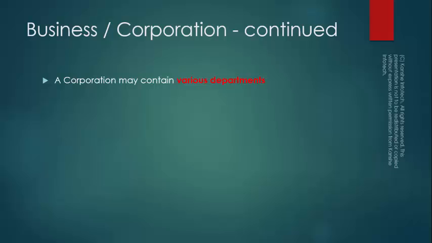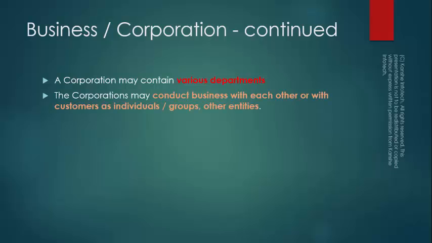A corporation can contain various departments. Corporations may conduct businesses with each other or maybe customers as individuals or groups or entities. Now, what that means is, for example, let's say you're a business and you do wholesale of products. So you provide as a business services to another business by selling them products in wholesale. Now, this is a product that could be a service. Same way, corporations could provide products or goods or services to other corporations or other organizations or other entities.